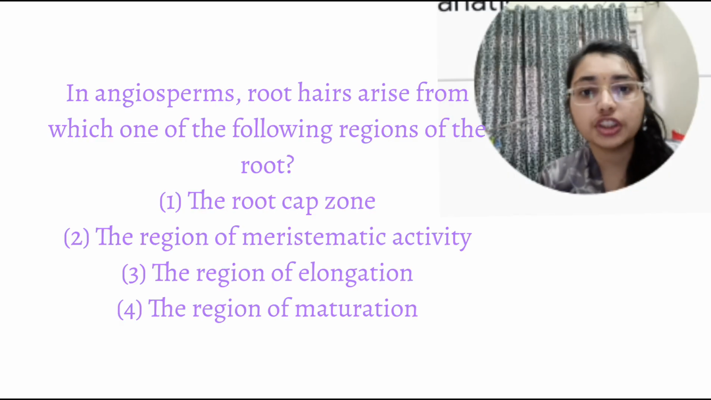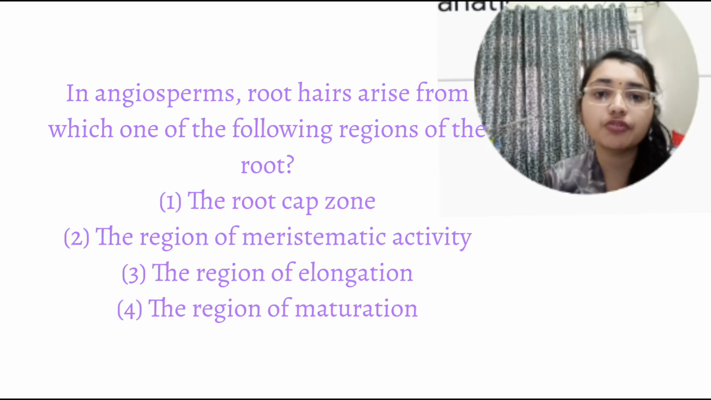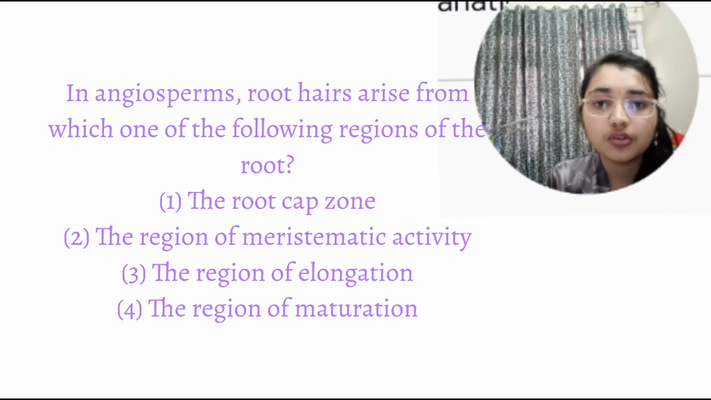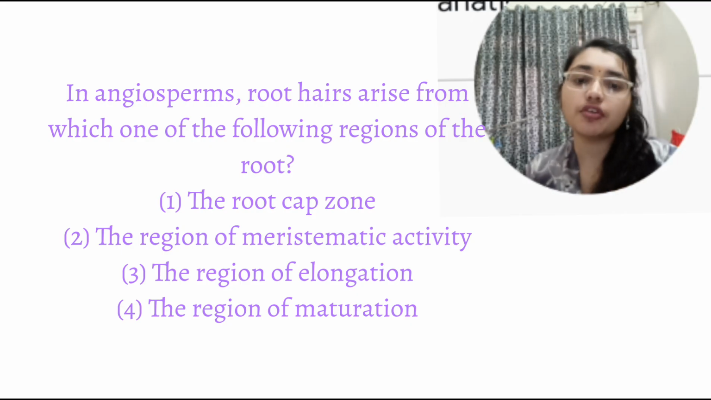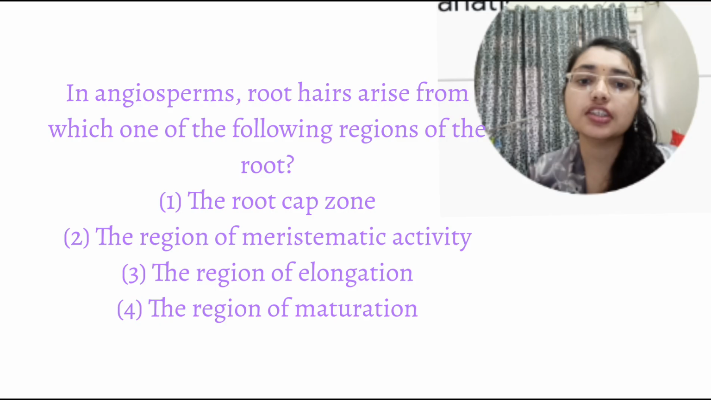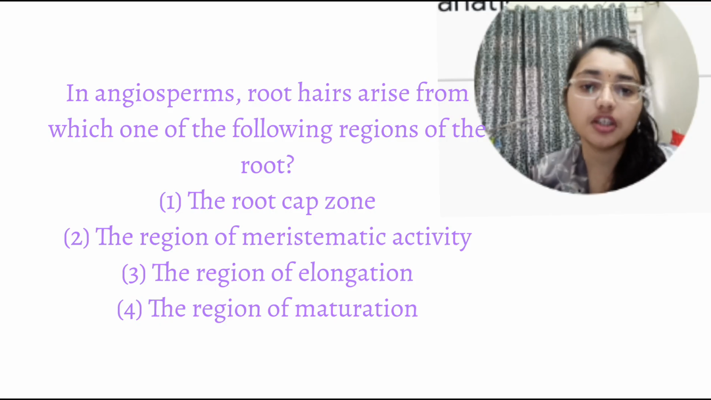So here the question is, in angiosperm, root hair arises from which one of the following regions of the root? The first option is the root cap zone. Option 2 is the region of meristematic activity. Option 3 is region of elongation, and option 4 is the region of maturation.